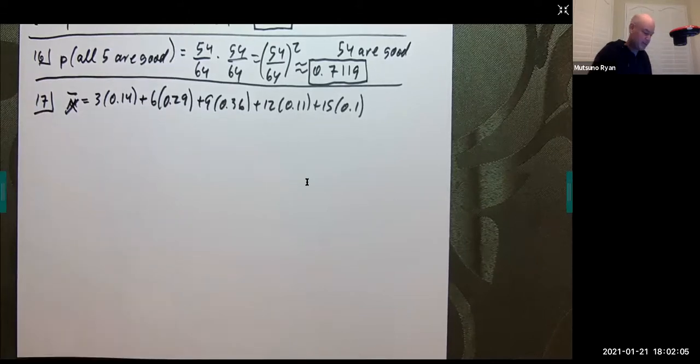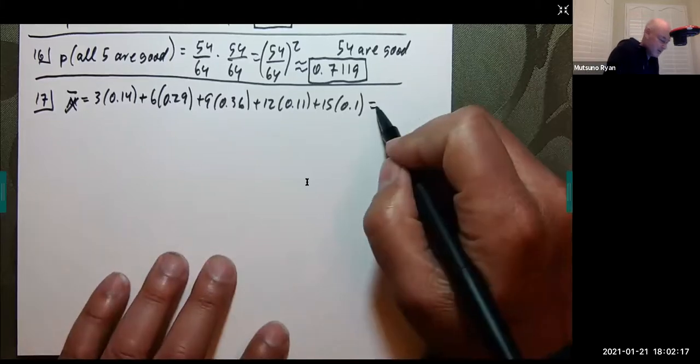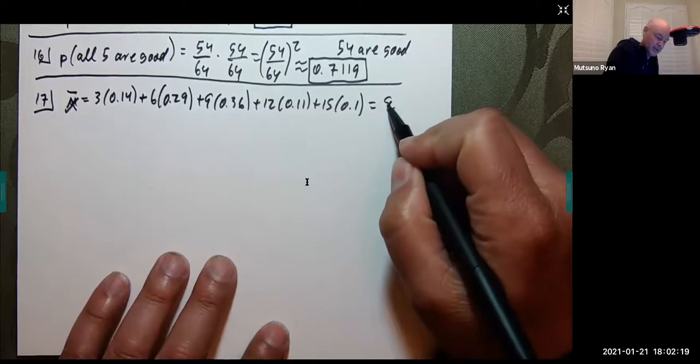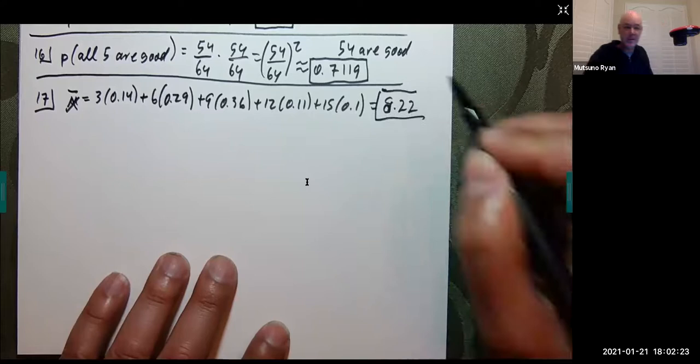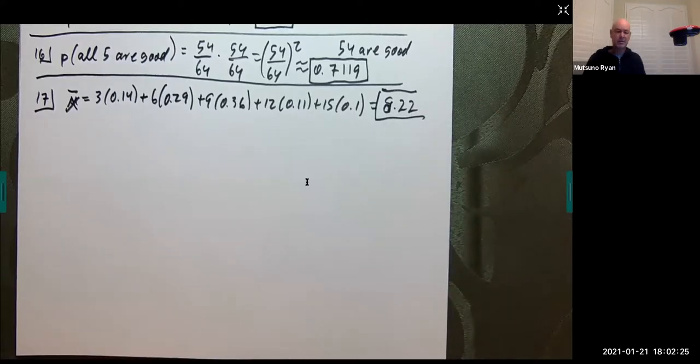And what that means is you can see with the distribution that the big heavy probabilities are the 6 and the 9s. That's the 0.29 and the 0.36. Those are the bulk of it. And so you can see a little over 8 being the mean, the middle of that distribution.